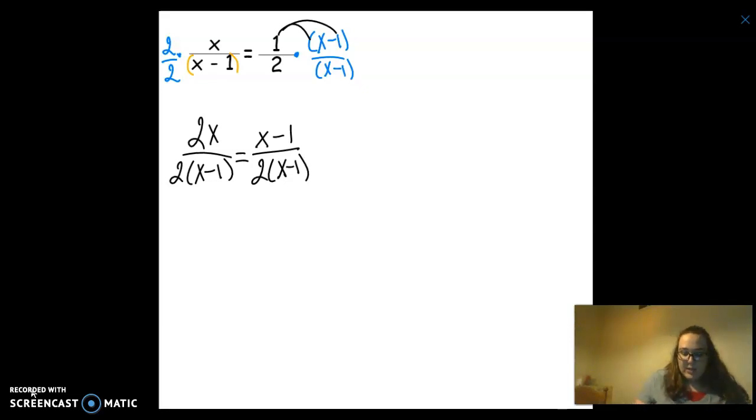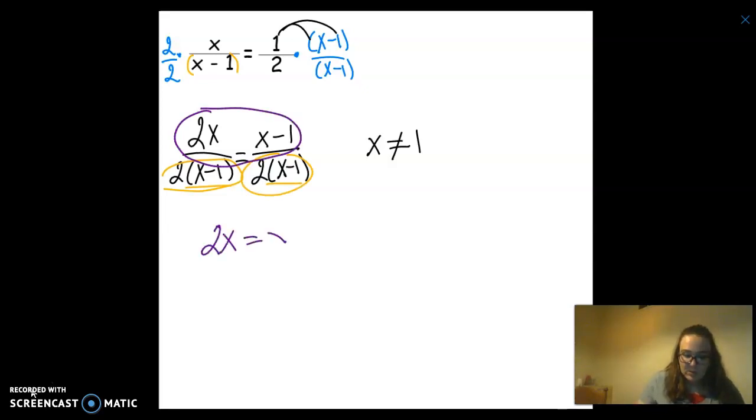Hey, right here, what can x not be? Well, x cannot equal 1, because I have this x minus 1 on both sides actually now, okay? So if the denominators are the same, that means my numerators can be equal. Okay, so 2x equals x minus 1. Well, if I solve this equation, subtract x, so x equals negative 1.